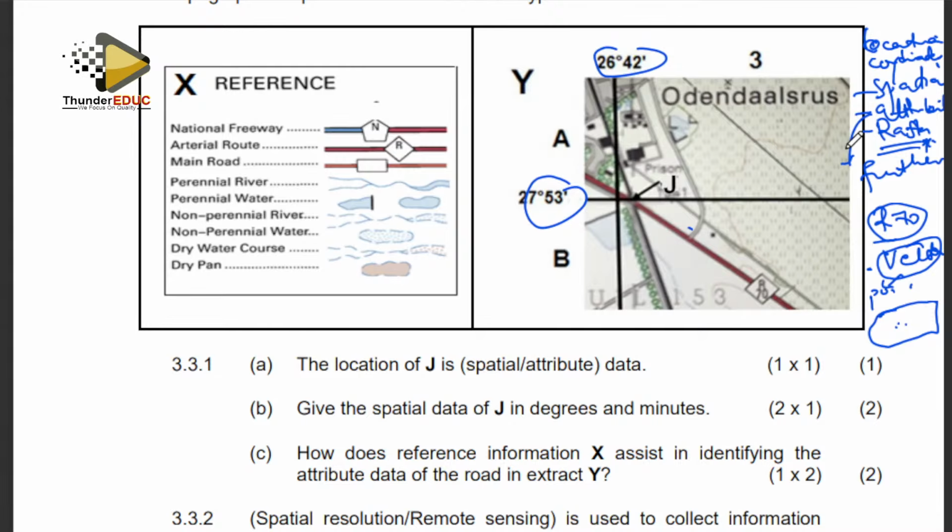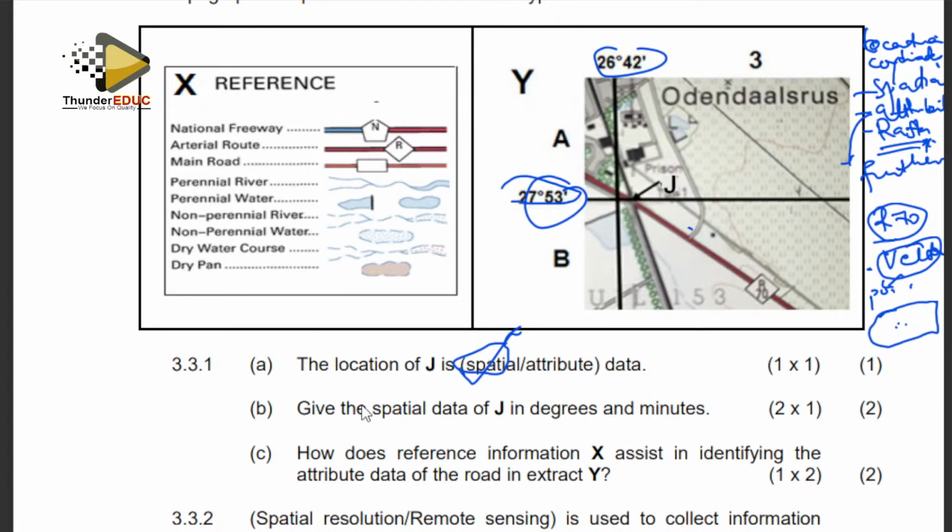So looking at this, I think, learners, you can identify even the answer, because J is pointing at the line, this line, and this line has got coordinates. Therefore, the answer is what? Spatial data. Okay, so here the answer is spatial data.